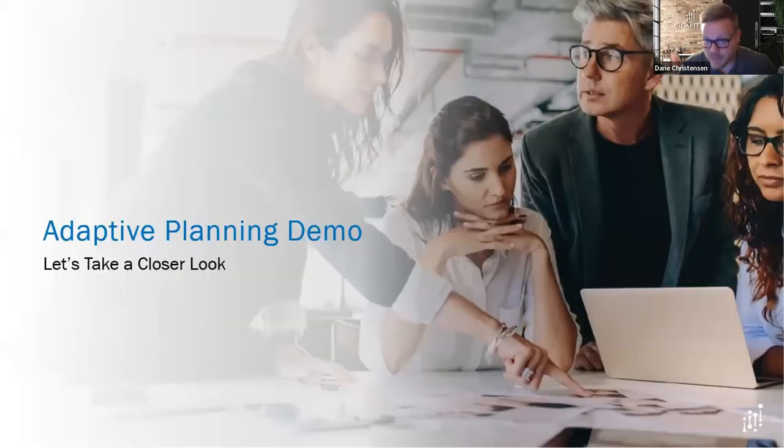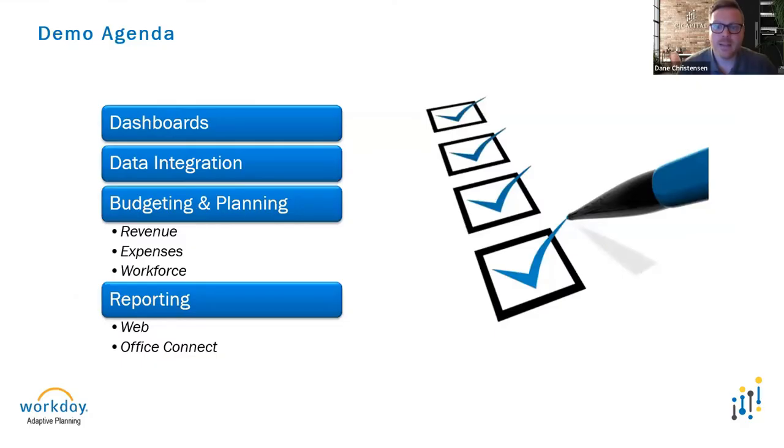So with that, I know it was a lot, but we'll shift our focus now to the demo. Now I'll quickly touch on what we'll cover just so you know what to expect here. Dashboards will be the first thing you see when you log in. Data integration will be how your data from Excel and your ERP will get into Adaptive. We'll touch on the various budgeting and planning modules. And finally, we'll end with reporting.